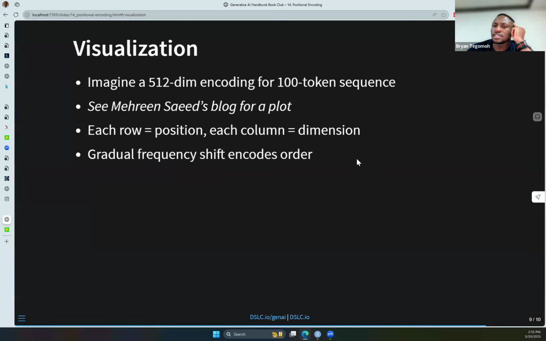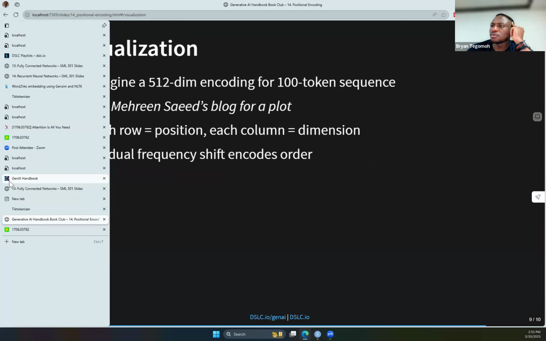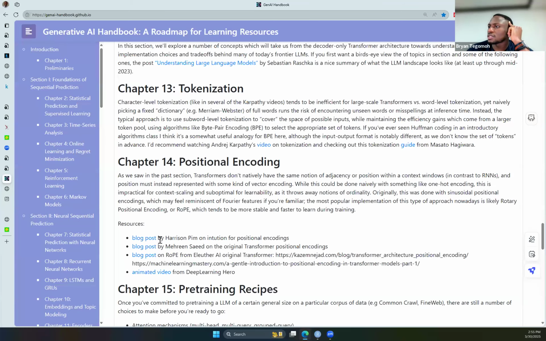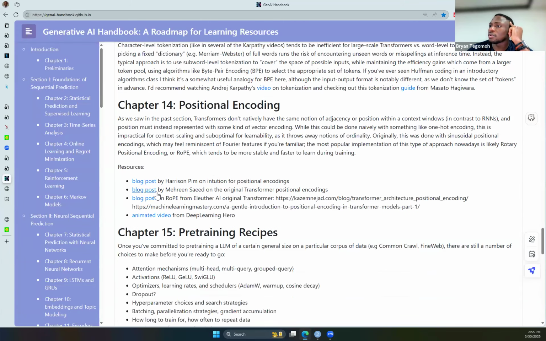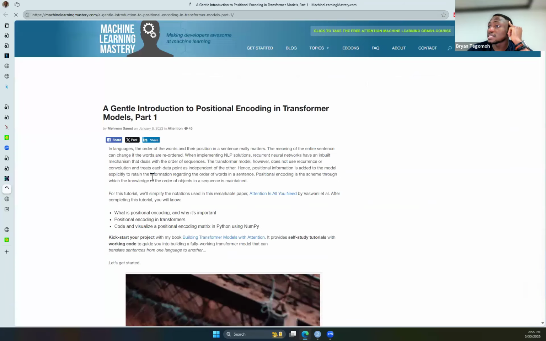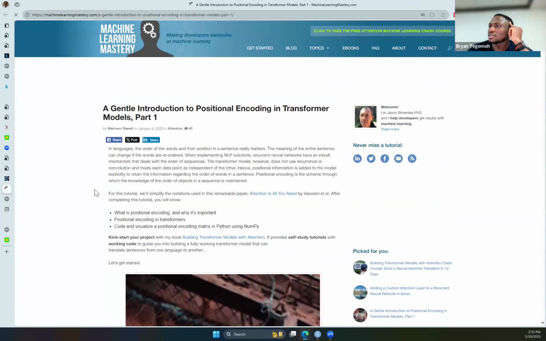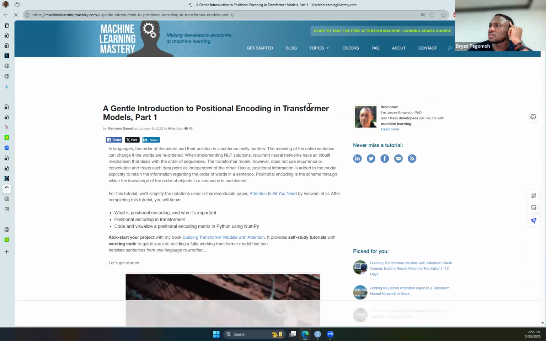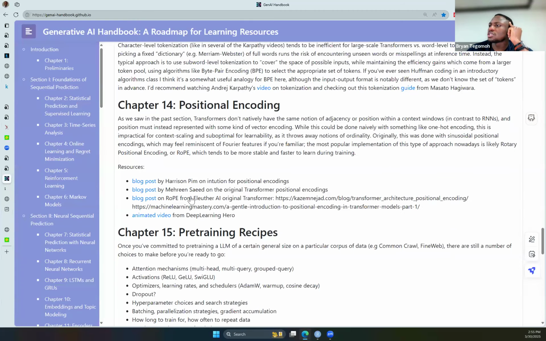There are some additional resources in the book chapter on that as well, and a blog post by Martin Serhi, which I would encourage us all to visit on the website if you have a chance later on, where he provides a good introduction to positional encoding in transformer models. So lots of other additional resources.